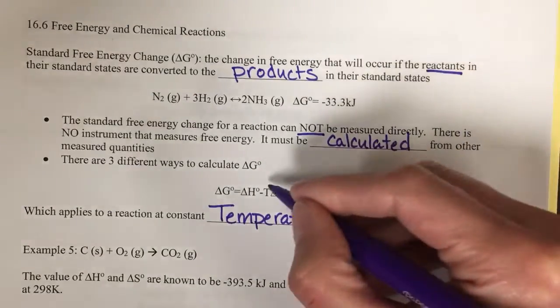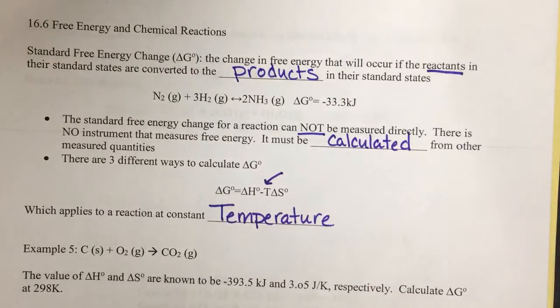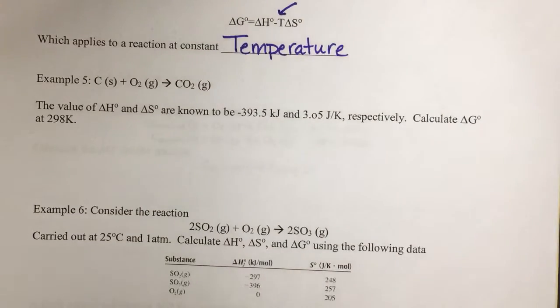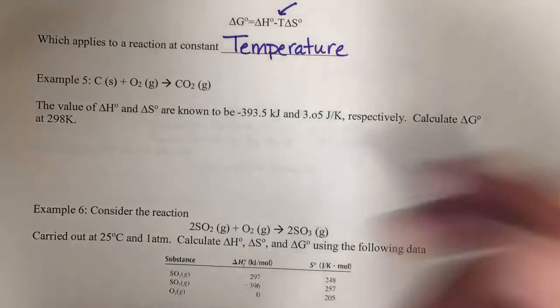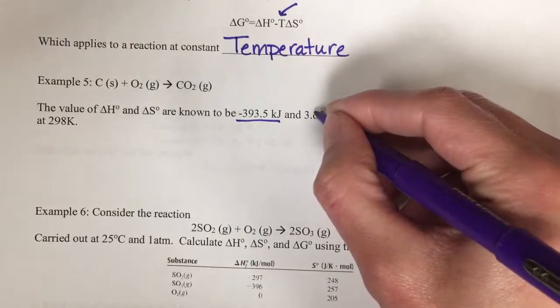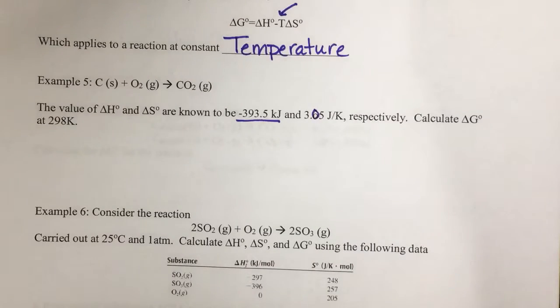Now, what's nice about this equation is it allows us to change the temperature and see how our reaction changes at variable temperatures. Okay? So here I've got my reaction. Carbon is a solid plus oxygen is a gas forms CO2 as a gas. I'm told that delta H is negative 393.5 kilojoules. I'm told that delta S is 3.05 joules per K. And I want to calculate delta G.